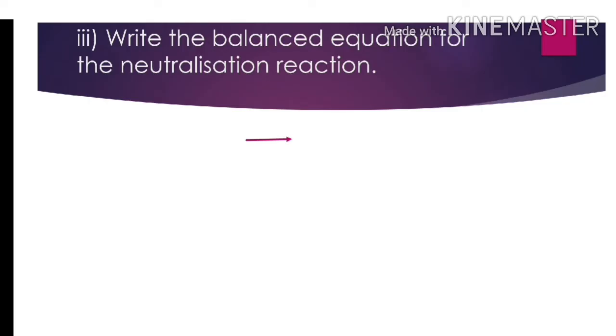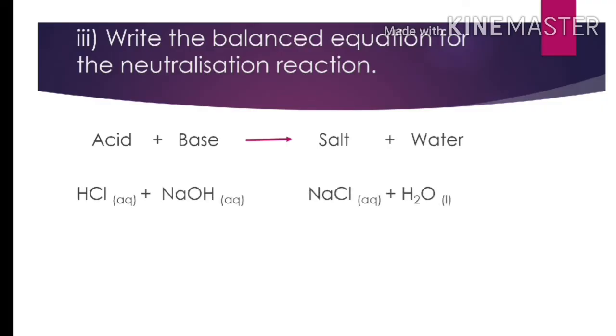3. Write the balance equation for the neutralization reaction. From neutralization reaction, you know that acid and base will produce salt and water. So, your acid is hydrochloric acid and your base is sodium hydroxide. So, it will produce sodium chloride and water. So, balance the equation. Make sure that the elements are balanced both side, right and left. So, this is the balance equation.